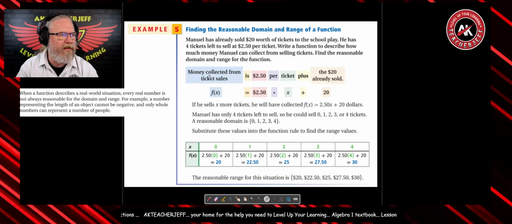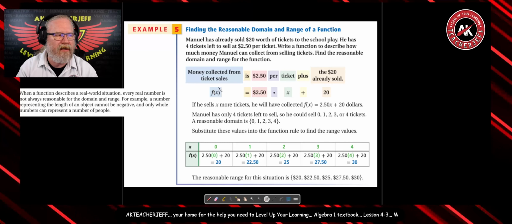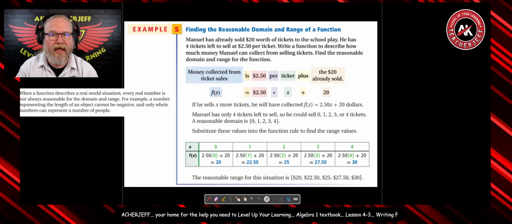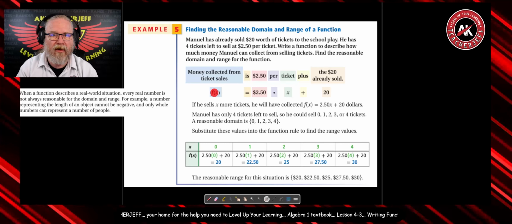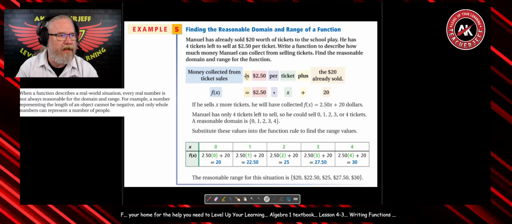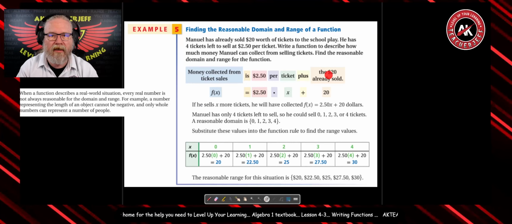So we have the money collected from ticket sales. That is the function of x. It's the y value, right? The total amount of money he makes. We would say that would be the y value, but we're just substituting it with f of x. So the money that he makes from ticket sales is $2.50 per ticket plus the $20 already sold.